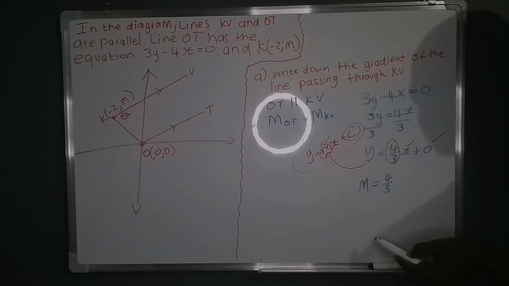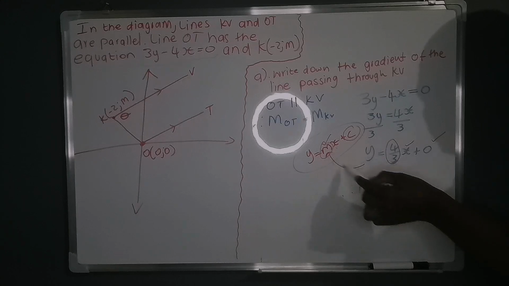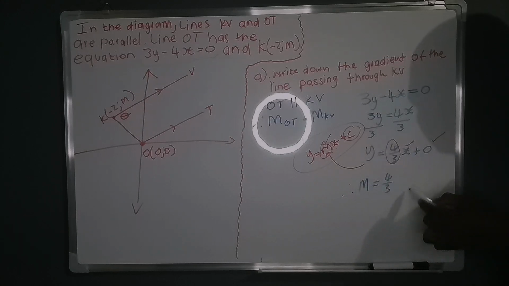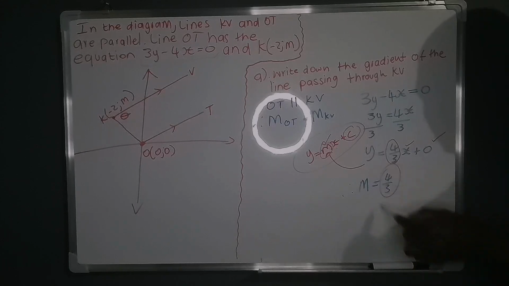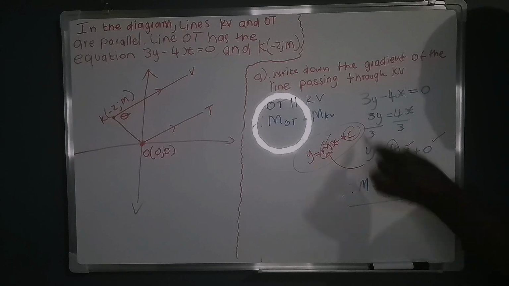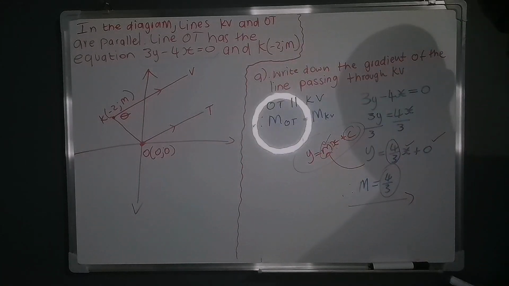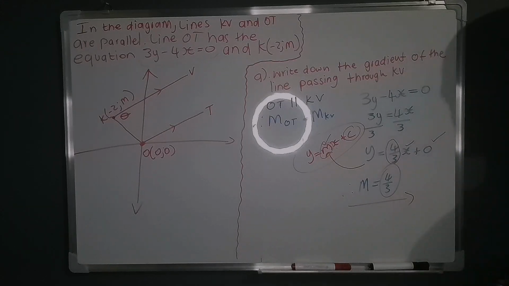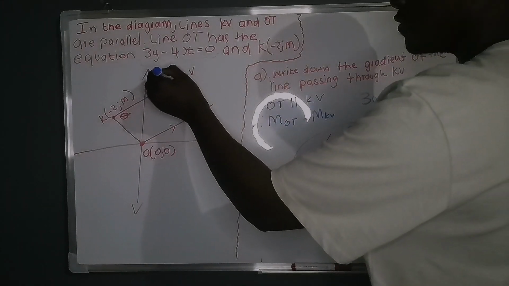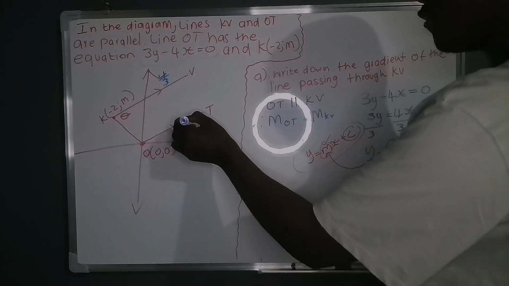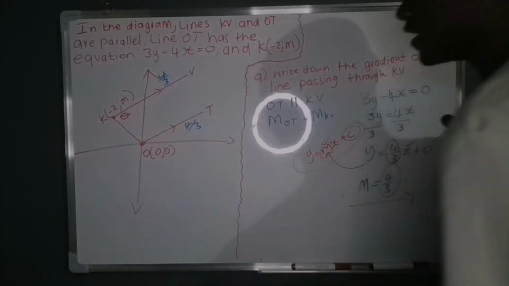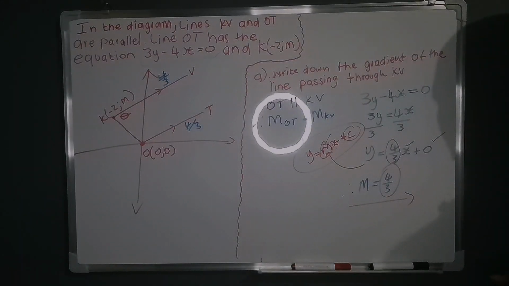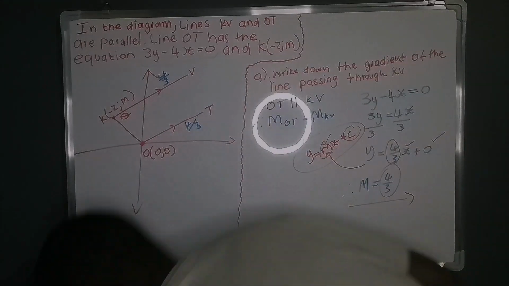You have learned about that in straight lines. M is our gradient, which is 4 over 3 here. That's why I wrote 4 over 3. You must not write x there. You must just write 4 over 3 as it is. This is our gradient for the line passing through KV. I hope you clearly understand why we use these ways to find it. Therefore, it's 4 over 3, 4 over 3. Those are the gradients of those two lines.